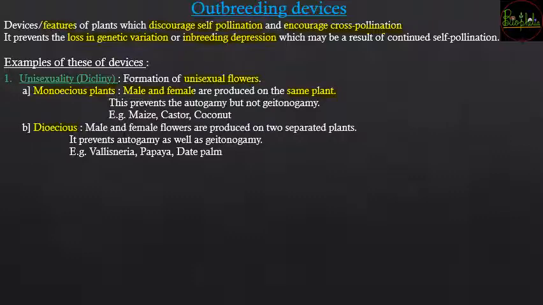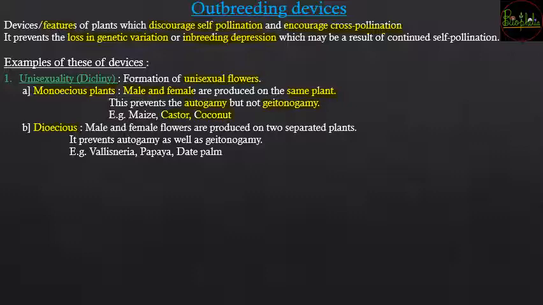Okay, so female or male parts are not going to be on the same flower, but they would be on the same plant. Now because of monoecious plants, that is male and female on the same plant, there is going to be prevention of autogamy, यानी self fertilization नहीं होगा, but geitonogamy is not prevented. Geitonogamy क्या था? Pollination occurring from the different flowers of the same plant. So यहाँ पे monoecious plant में क्या होता है? Autogamy is prevented but geitonogamy is not prevented. So here you can remember the examples, that is maize, castor and coconut.